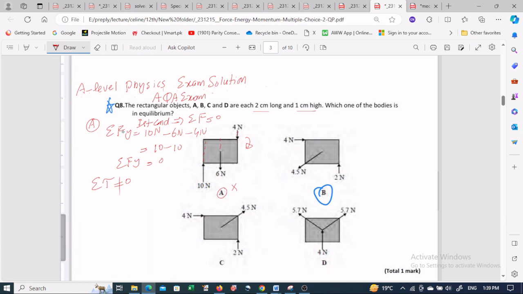If we take a moment about, for example, the 10 Newton point, it will rotate clockwise. When it rotates, it means there is no more equilibrium.